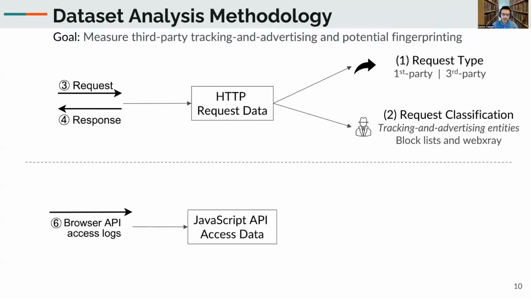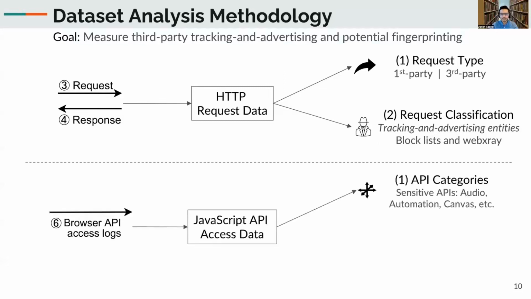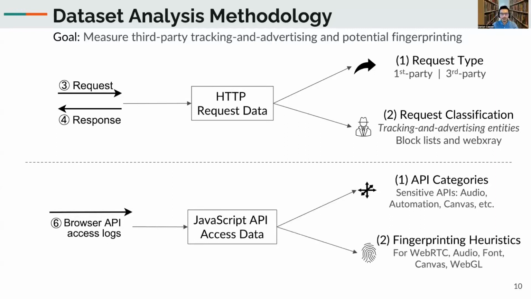Next, on the API access side, we first categorized APIs into a set of sensitive API categories by function, such as audio, automation, canvas, and so on. And then we used a set of fingerprinting heuristics that were sourced from prior work to determine whether potential kinds of fingerprinting were occurring on the page, such as WebRTC fingerprinting, audio, font, canvas, or WebGL.